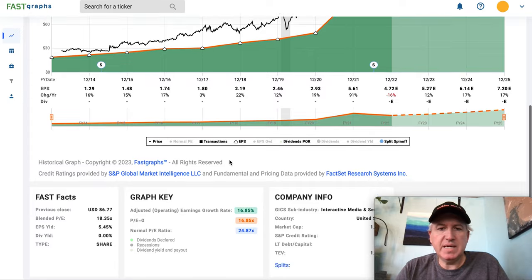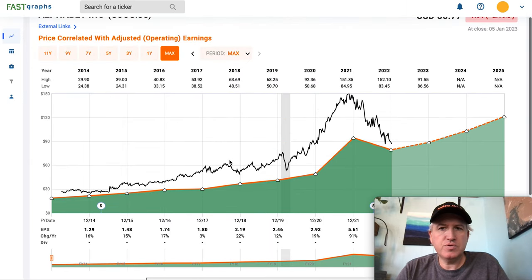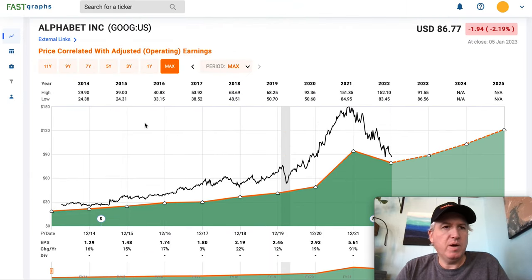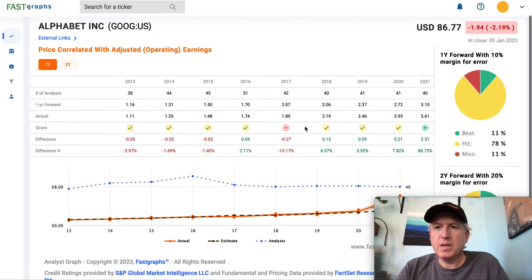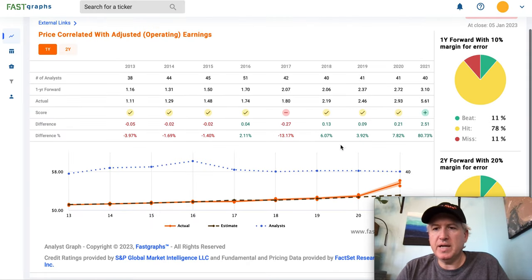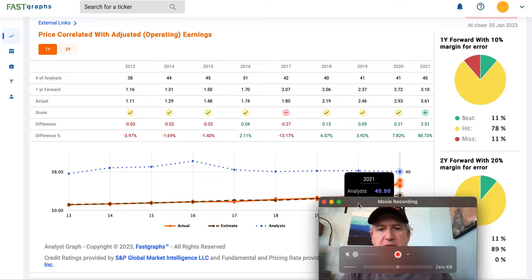But what we can see is, let's go to, what I want is, so this price is going to be split adjusted. If we look at it pre-split, it would be like 1,740, like 20 times that. So just keep that in mind here. But what I want to show is they have an analyst scorecard on FAST Graphs. So in terms of predicting earnings, let me move my face out of the way.